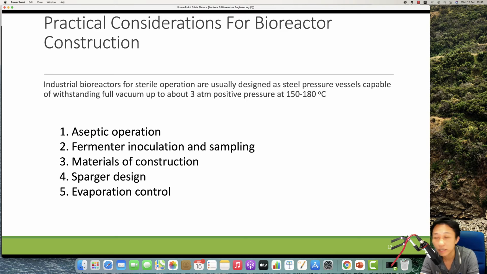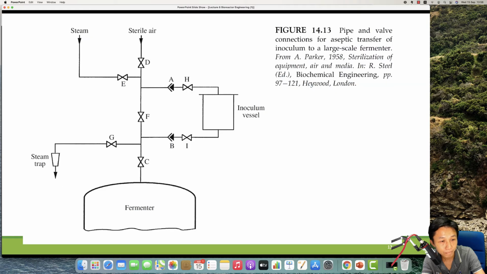Fermenter, inoculation and sampling, for example: material of construction, structure design, and evaporation control, because sometimes we don't want our media to evaporate and you will lose some liquid from your system.